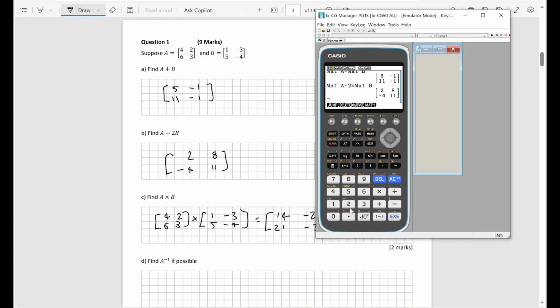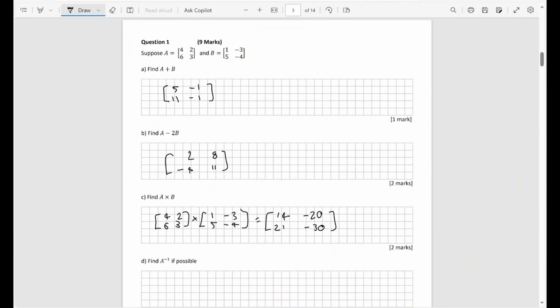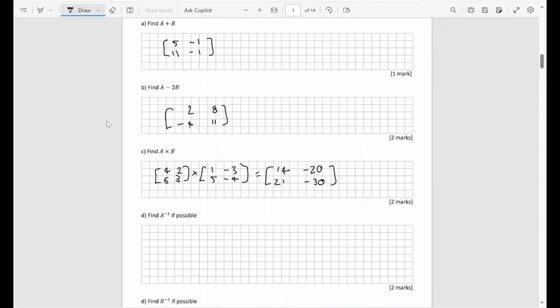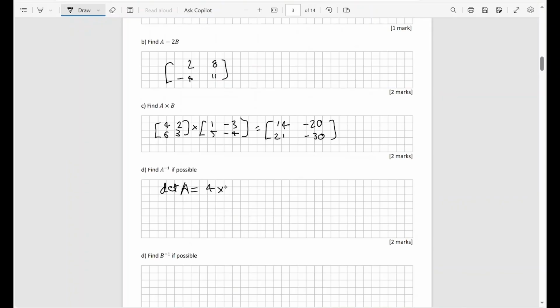So again, on your calculator, shift matrix alpha A times shift matrix alpha B gives us what we want, and we should get the right answer, so that's good. Find A inverse if possible. I always forget how to do it on a Casio. Shift matrix alpha A inverse may work. Math error. I believe that's because the determinant is 0. So the determinant of A is the diagonals, 4 times 3, take 2 times 6, which is 12 take 12, which is 0. Therefore, A inverse does not exist.